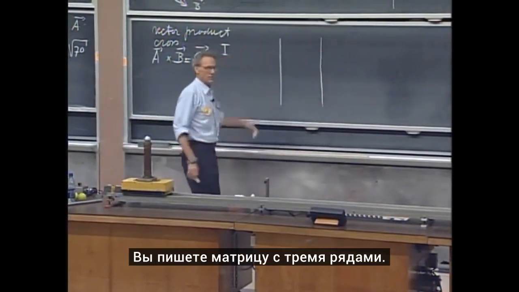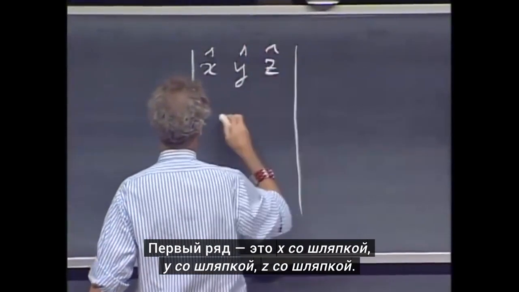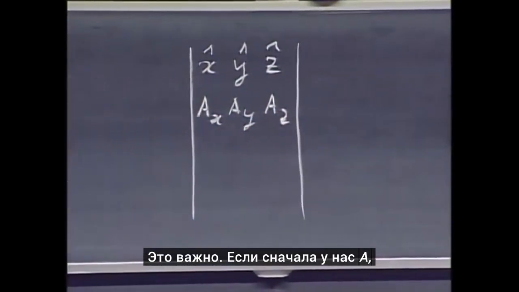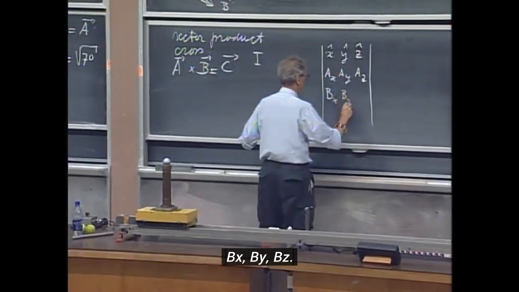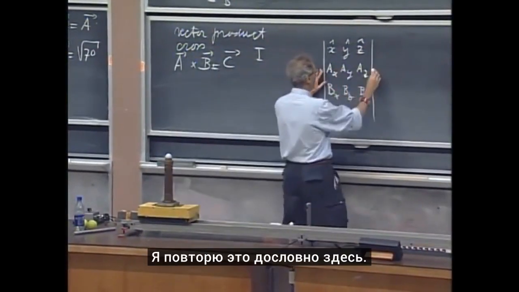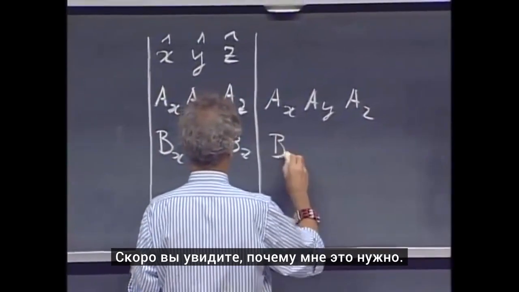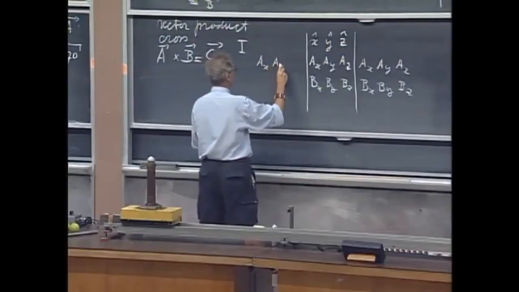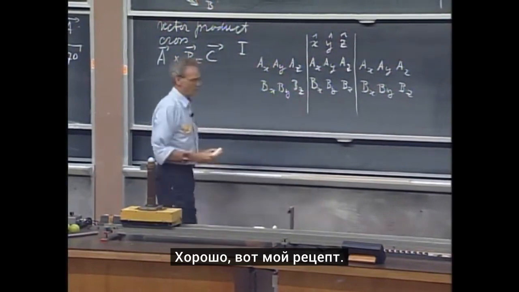You write down here a matrix with 3 rows. The first row is X roof, Y roof, Z roof. The second one is A of X, A of Y, A of Z. It's important, if A is first, that the second row must be A. And the third row is then B: B of X, B of Y, B of Z. So these 6 are numbers, and these are the unit vectors. I repeat this here, verbatim. You'll see in a minute why I need that. And I will do the same here. Okay, and now comes the recipe.